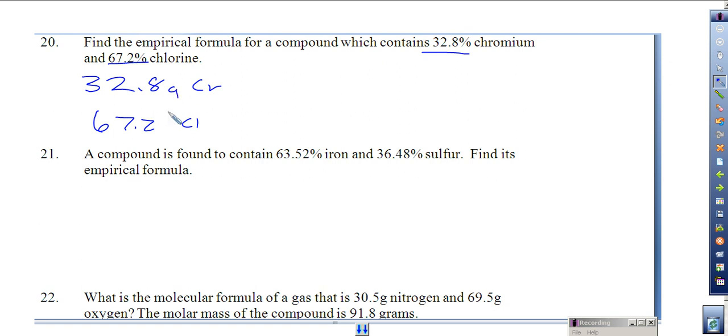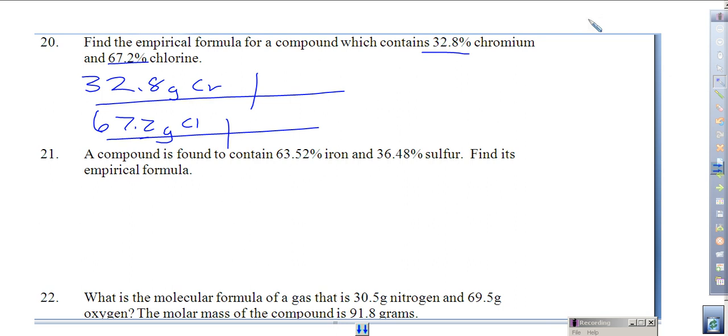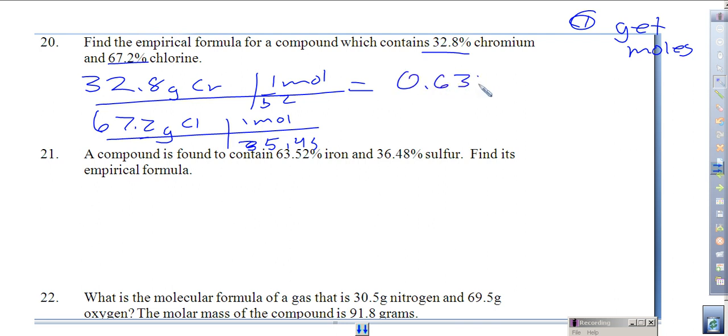Now, if we have a percentage, we can turn it to grams. All right, and then our first step is to get to moles. The way we get to moles is we divide by our molar mass. So the molar mass of chromium is 52, and the molar mass of chlorine is 35.45. So this ends up being 0.631, and this one ends up being 1.90.